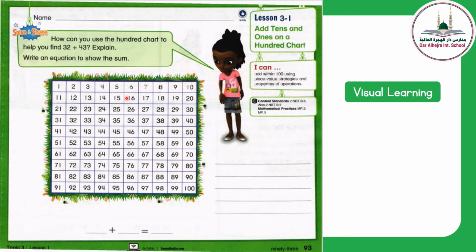If I take a closer look at any of these numbers, I see that in each row the number is increased by 1 ten. For example, here I can see it's 4. If I go just one row down, it's 14. One row more, it's 24, then 34, 44. So the numbers are increasing in tens.